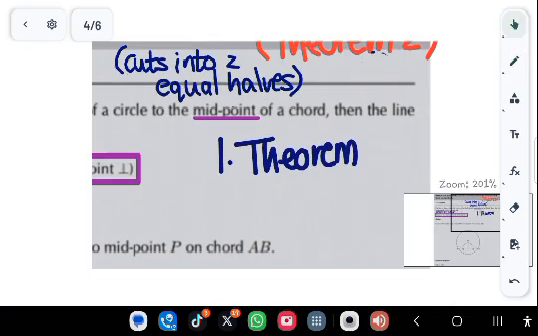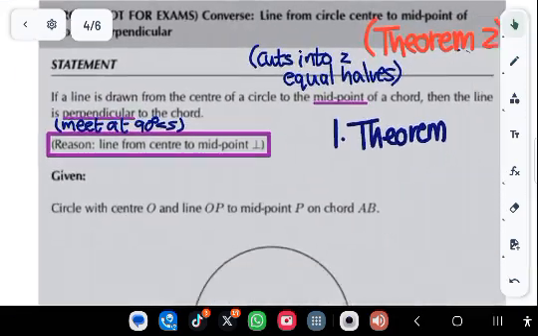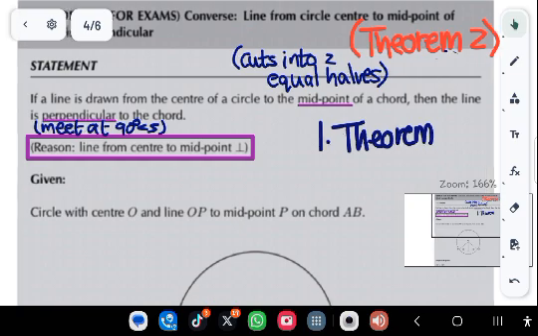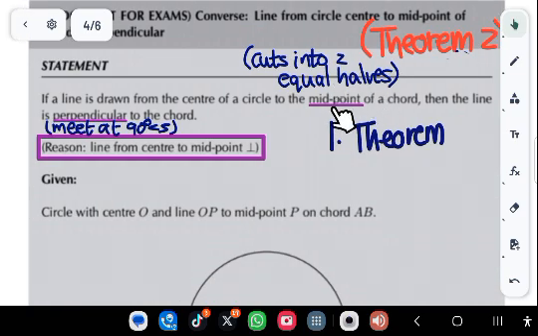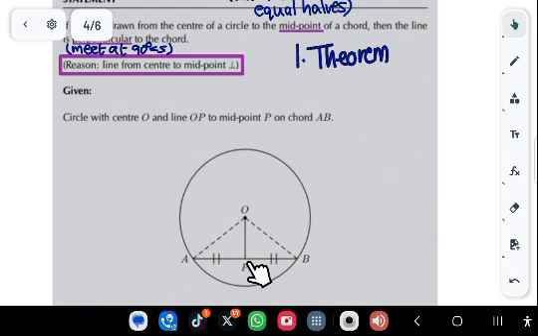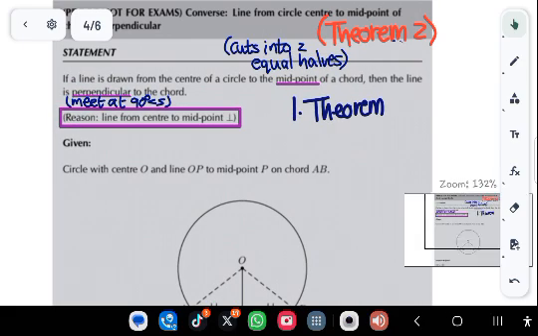Let's understand the theorem. The theorem says if a line is drawn from the center of a circle to the midpoint of a chord, then the line is perpendicular to the chord. So let's annotate that. The midpoint is the point where a line is cut into 2 equal parts. So the midpoint means automatically that AP is equal to PB.